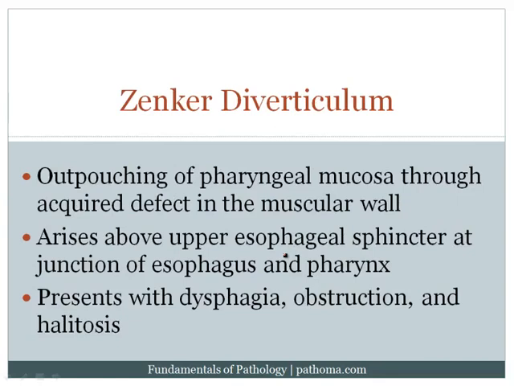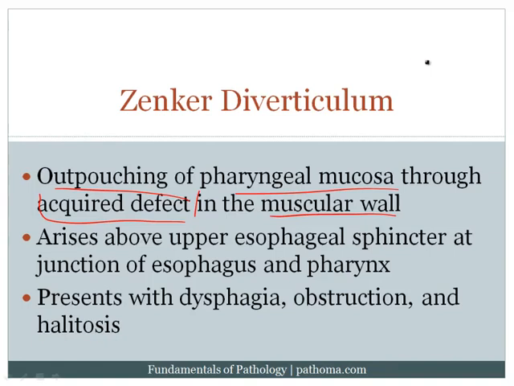The next disorder is called a Zenker diverticulum, and this is an outpouching of the pharyngeal mucosa through an acquired defect in the muscular wall. Basically what happens is you have abnormal pressure in the pharynx when you're swallowing, usually due to some sort of impairment or disordered swallowing, and so when this abnormal pressure develops in the back of the pharynx, then you get a protrusion of the mucosa through the muscular wall.